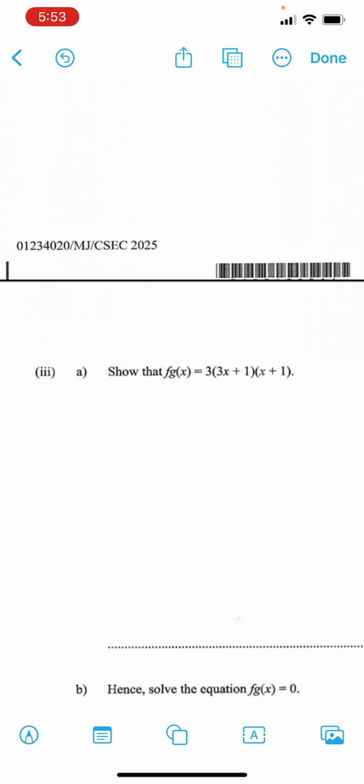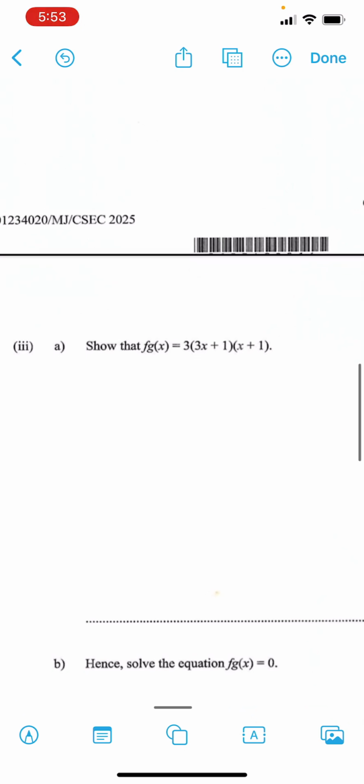This one says to show that f of g of x is equal to 3 times 3x plus 1 times x plus 1, right?